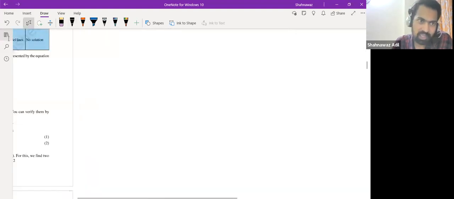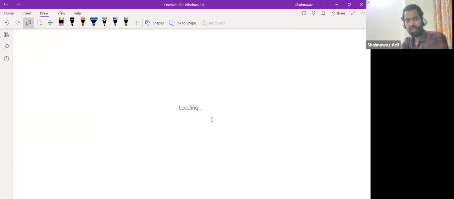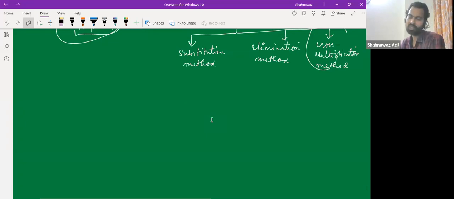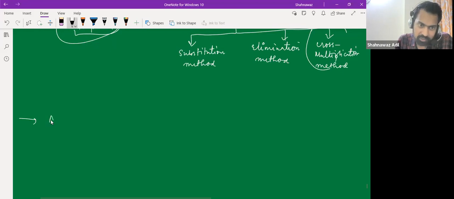Okay, so up until now, we were finding out what is the graphical solution of a pair of linear equations. Now, the next exercise is about the algebraic solution of a pair of linear equations.